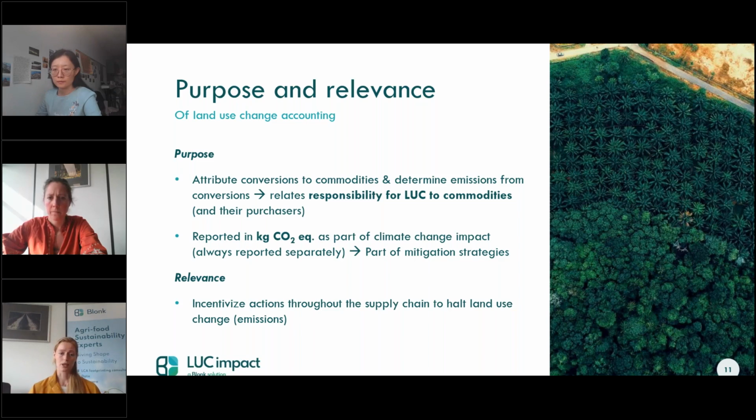And because we are able to report them in a very well-known metric, so kilogram CO2 equivalent, we can compare these land use change emissions within our inventory to other emission sources like land management emissions. And in this way, it becomes part of our inventory and also of mitigation strategies. So focusing on land use change reduction becomes a big lever to reach your mitigation ambitions. So of course, this translates to the relevance of it to incentivize action throughout the whole supply chain to halt land use change and land use change emissions.